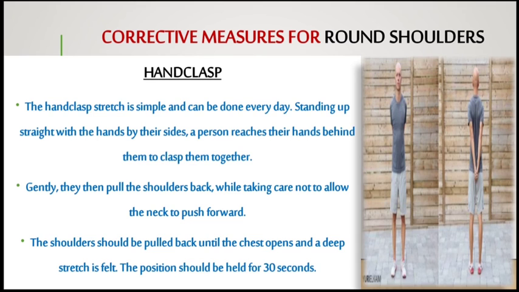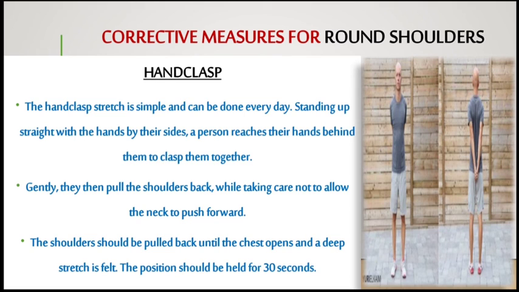So there are some exercises and corrective measures for round shoulders. The first exercise you can do is hand clasps. You can see in this picture what hand clasps are and how to do them. The hand clasp stretch is simple and can be done every day in a standing position. Stand with the hands by the sides.